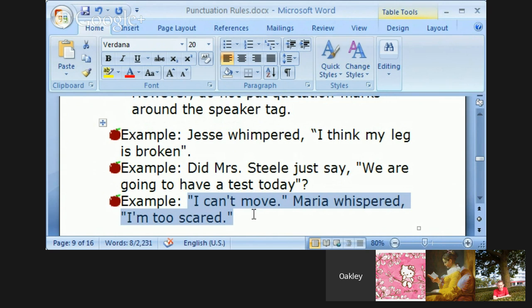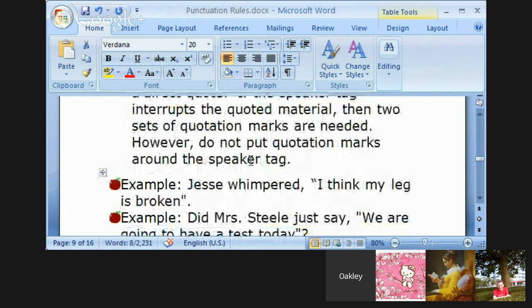Okay. So, notice the placement, how the placement's slightly different. Notice when we have the speaker tag in the middle, because we got the comma on the outside here. Notice the periods inside. Okay. That's because we broke this up into two parts. So it's a little bit confusing.